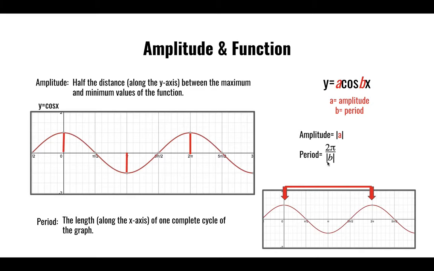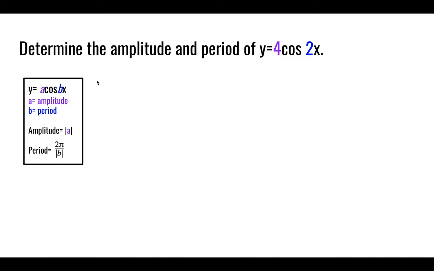If b were to represent 1, the period would be 2 pi. And this question is asking us to determine the amplitude and period of y equals 4 cosine of 2x. So we need to remember from the previous slide the formula that will help us identify the amplitude and period. A represents amplitude and B represents period. Applying that function given, we know that A equals 4 and B equals 2.